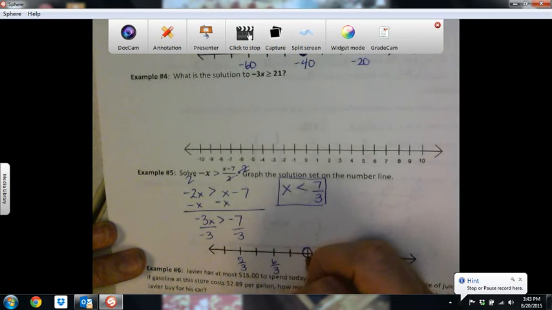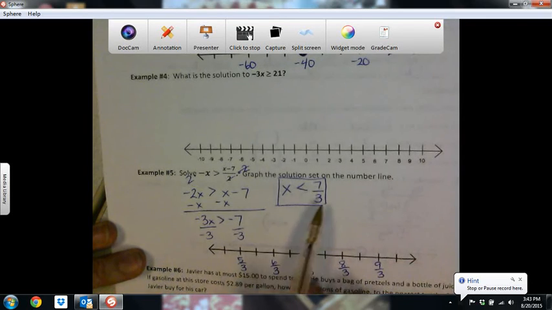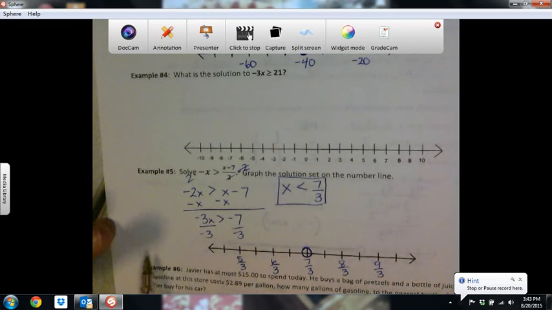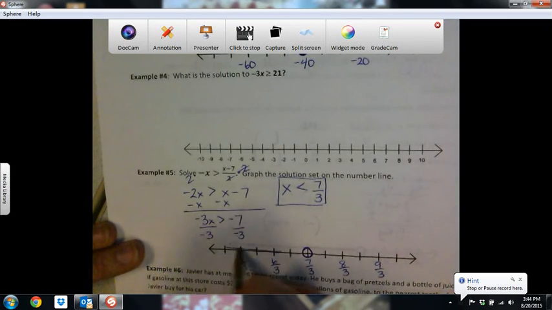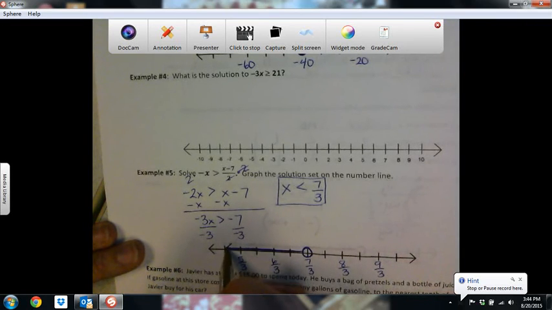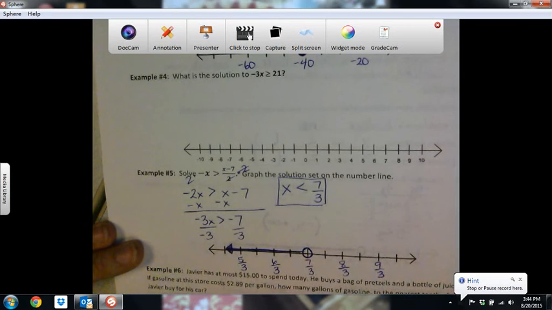There's no or equal to, so I'm going to put an open dot here. And I want the values that are less than that. So, for example, 0 would be over here. Is 0 less than 7/3? Yes, it is. I'm going to go towards 0. Shade this in. And then talk about my solution.